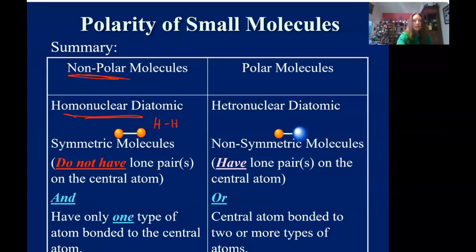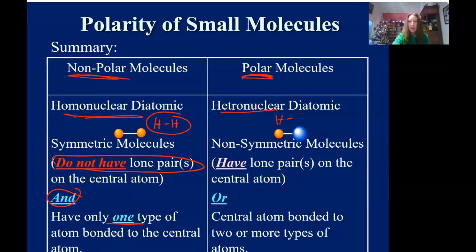Like H-H. Symmetric molecules do not have lone pairs. So it's either H-H, same atom, or no lone pairs on the central atom with only one type of atom bonded to it, and we're going to talk all about these. Polar molecules are heteronuclear diatomic, like HCl, different atoms. They have lone pairs on their central atom, or it's bonded to two or more types of atoms. Okay, so keep this slide handy because we're going to be using this for the next few minutes.